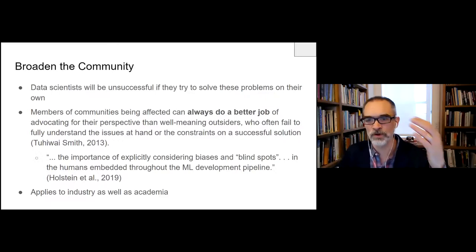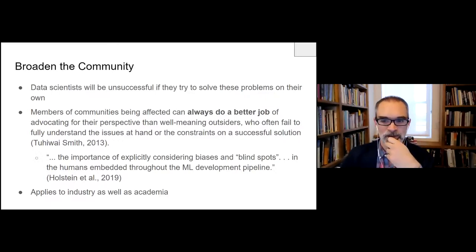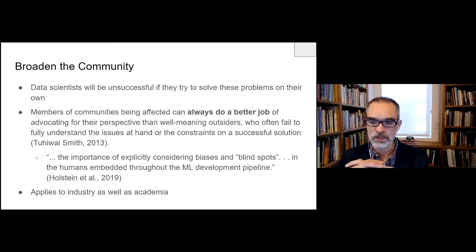So another important priority that we discussed in the article is to begin to shift who is at the table as these models in education are developed and tested. So we think that members of the communities with something at stake from an algorithmic decision can do a better job of advocating for their positions than even the most well-meaning technical team.